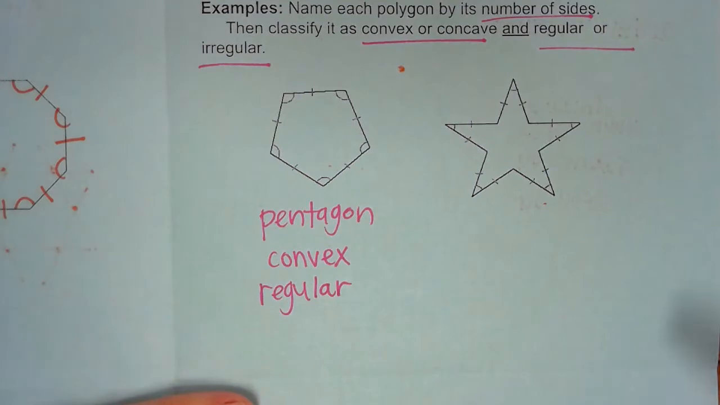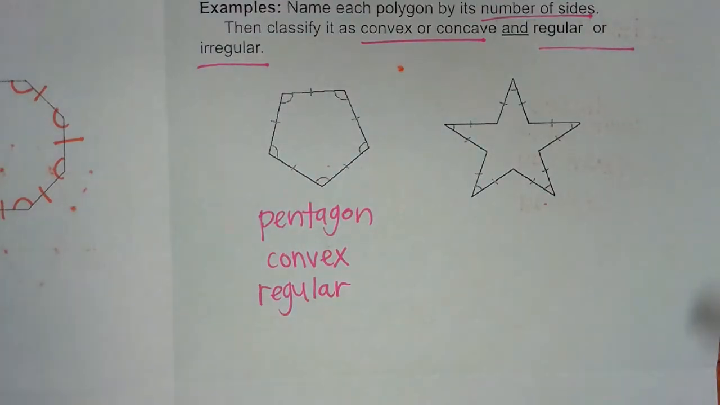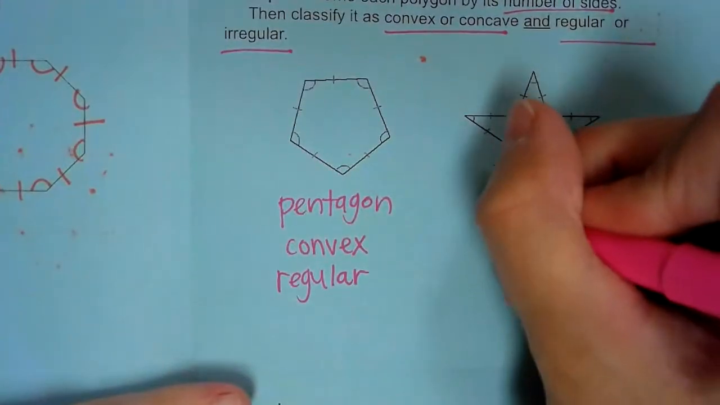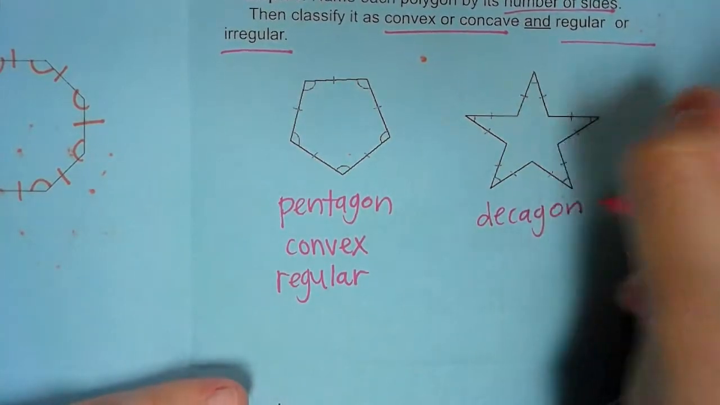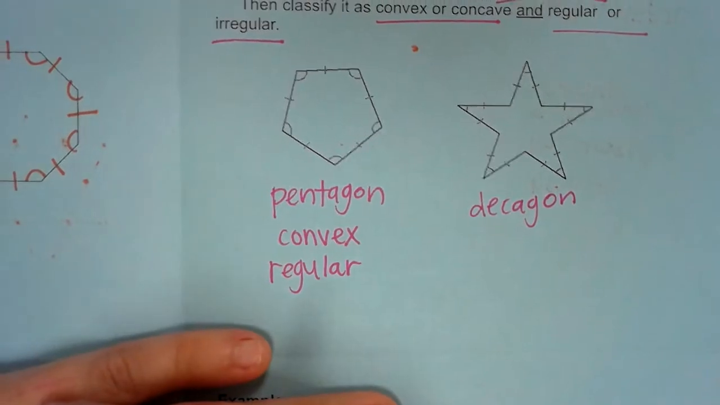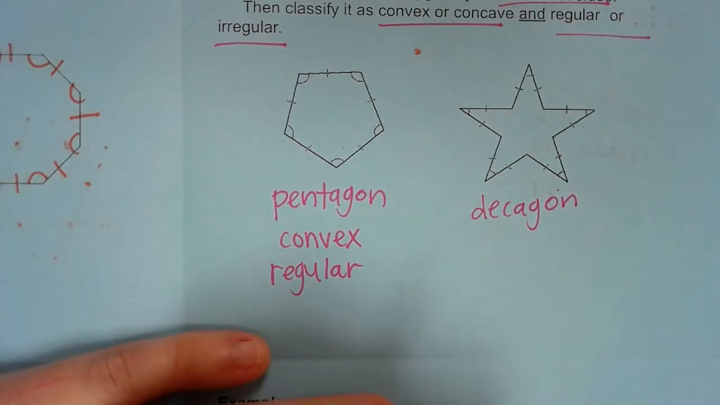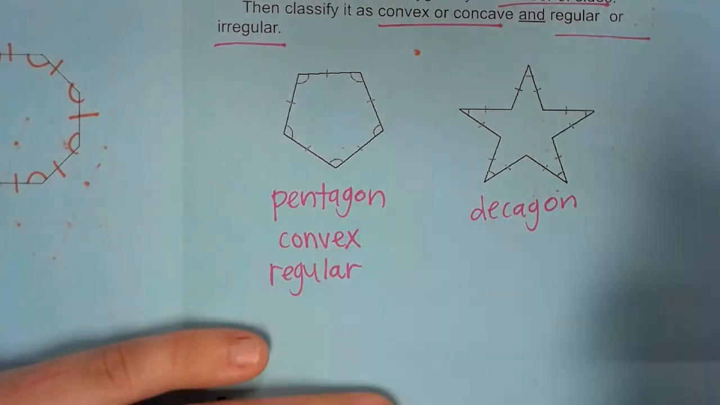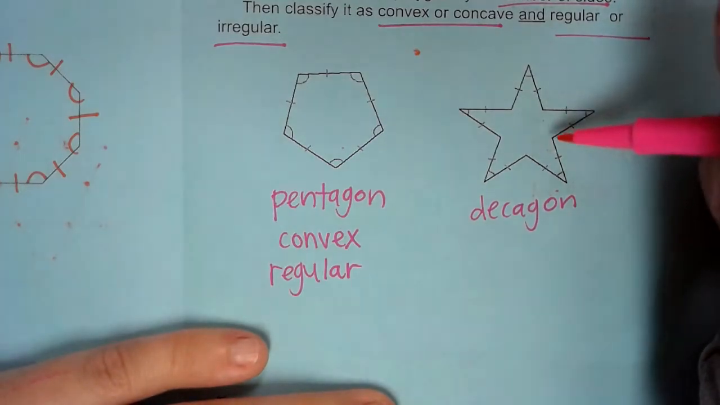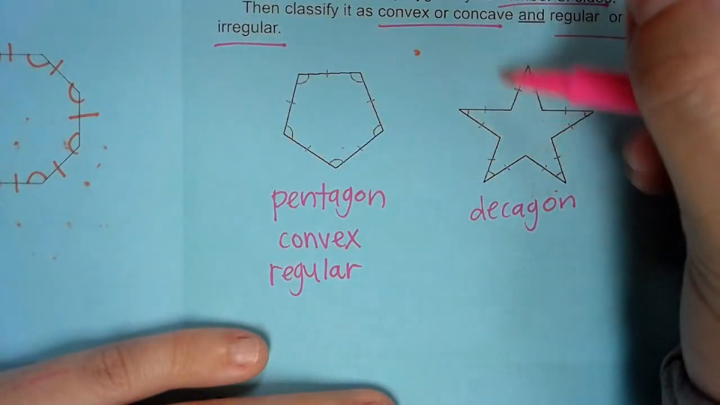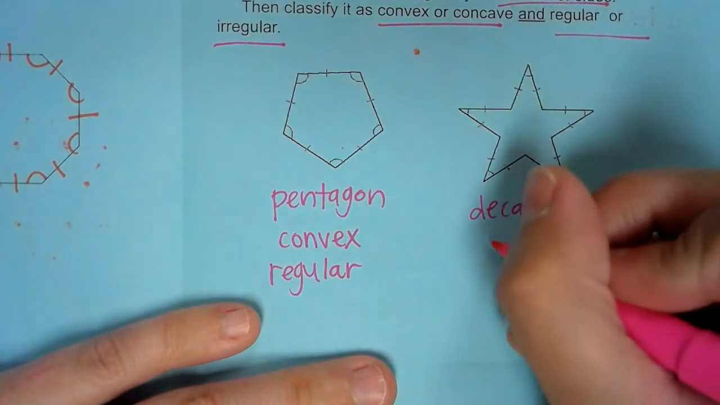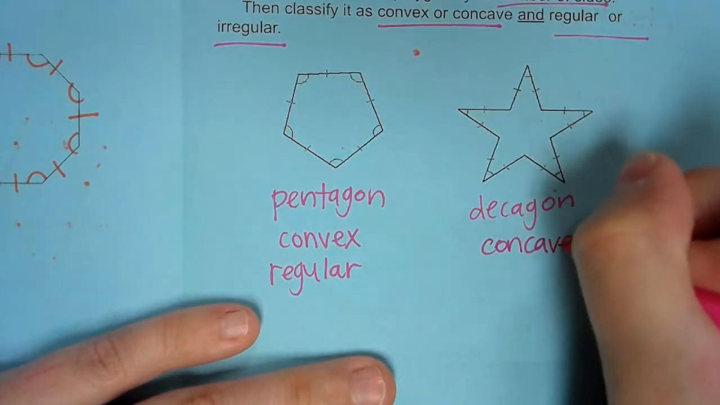Some of you may be tempted to tell me that's a star. And it is. That's good. But I want you to name it based on its number of sides. So we're going to count its sides. The star has 10 sides, making this star a decagon. Convex or concave. Hopefully when you look at that, it's screaming concave at you. It's caved in all over the place. All of these points have been brought inside the shape. So this one is concave.